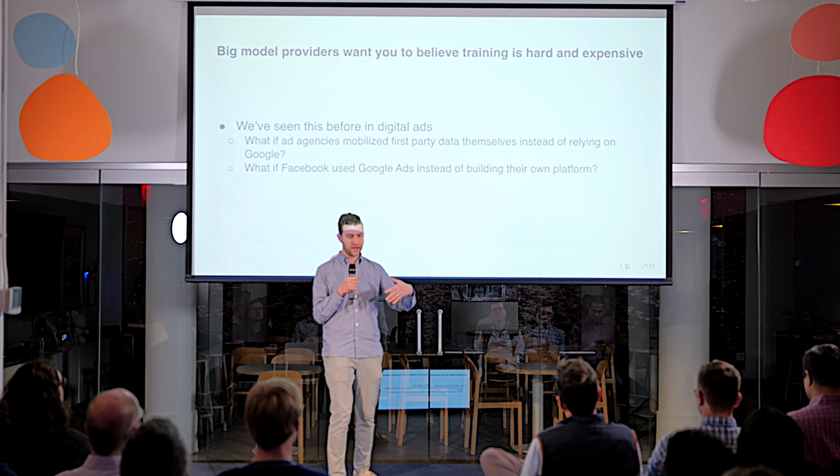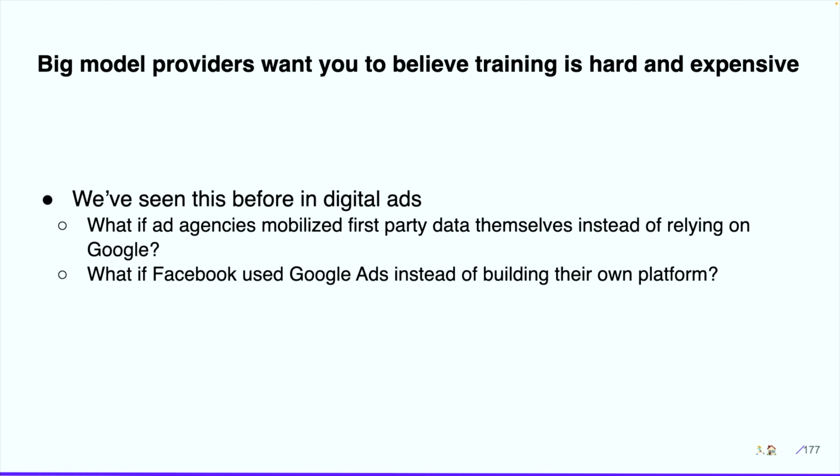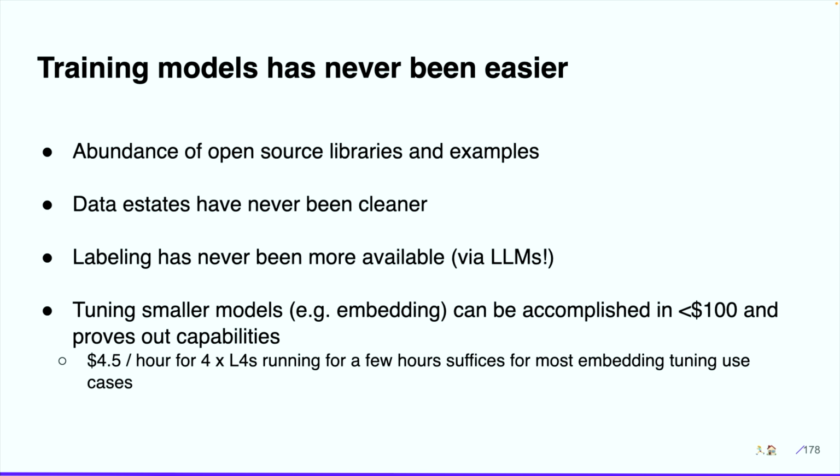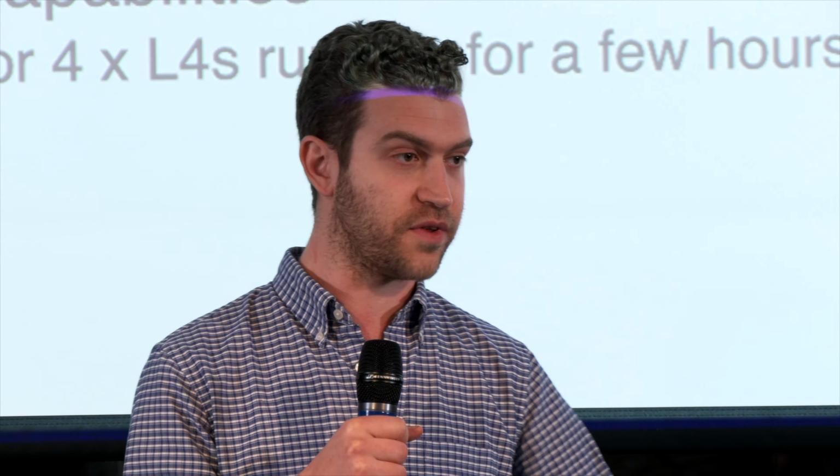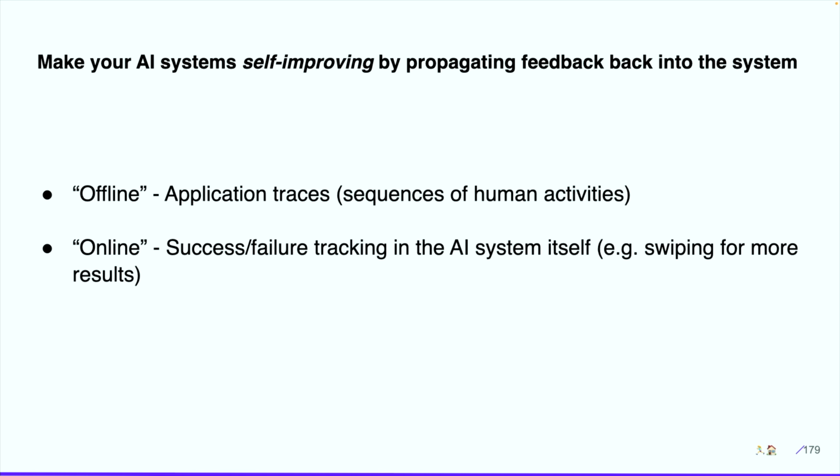So big model providers want you to believe that doing this is hard and expensive because they want you to use their models. But the truth is that training has never been easier. The code is actually extremely available in open source libraries and examples. Hugging Face is one to call out, considering the venue. Data estates have never been cleaner. Snowflake and Databricks have led a significant charge there. So the availability of offline data in something like a data estate has never really been better.